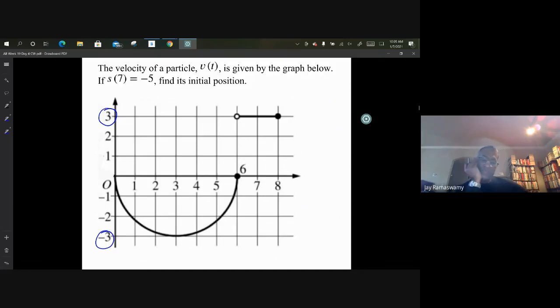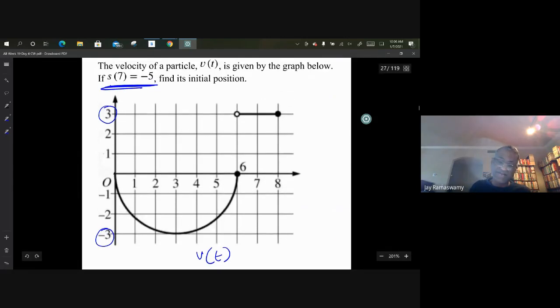Okay, now let's do it together. What should I label the graph? Read the first line. Everybody read the first line. What should I label the graph? V of t. Thank you. That's the velocity function. So it says V of t is given by the graph below. If S of 7 equals -5, write that down. Everybody. They're giving you S of 7 equals -5. Now, I want you, for independent practice, interpret this using function notation.